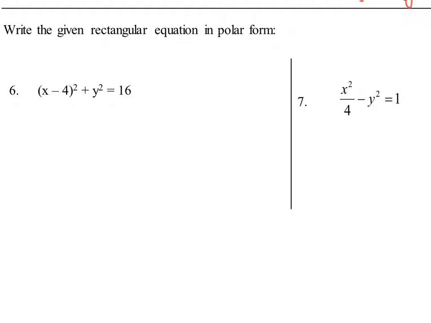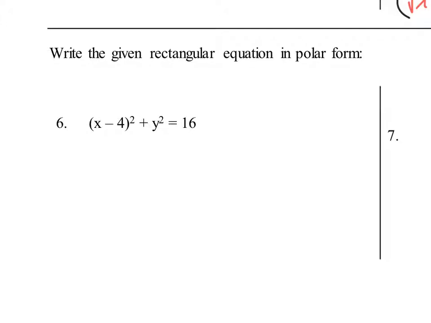All right, so for this one, I would be thinking about maybe distributing, because I have an x minus 4 squared. Now, I could be thinking like x equals r cosine theta. That would be fine. I can make that substitution, but I'm not interested in distributing out r cosine theta minus 4 as a binomial squared. That doesn't seem like fun. I'd rather distribute it out in rectangular form and then do my substitutions.